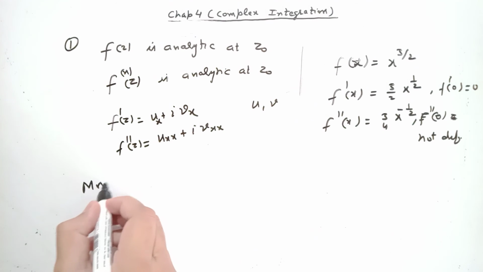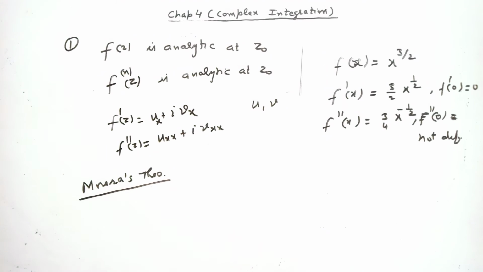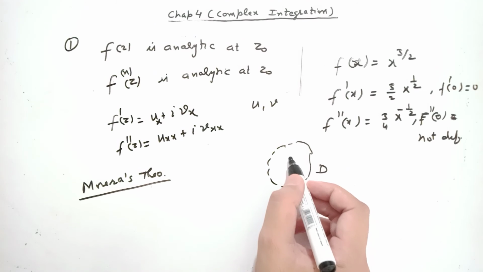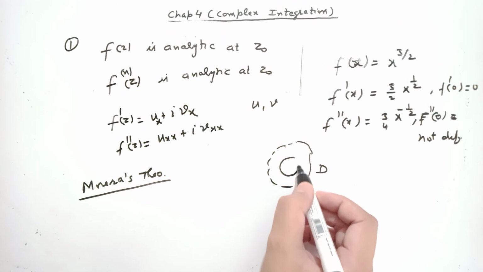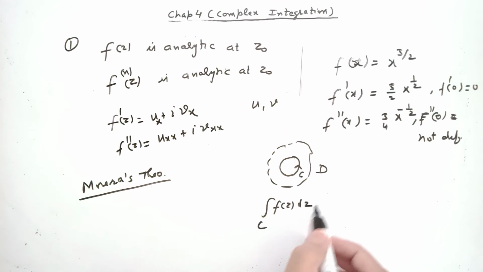Next is Morera's theorem. What is Morera's theorem? It is the converse of Cauchy theorem. You can say its statement reads: if a function f is continuous in some domain D, and the integral of f(z) along every closed contour is 0, then f is analytic throughout D. f is analytic throughout D.